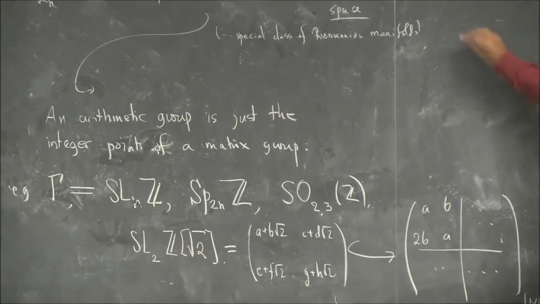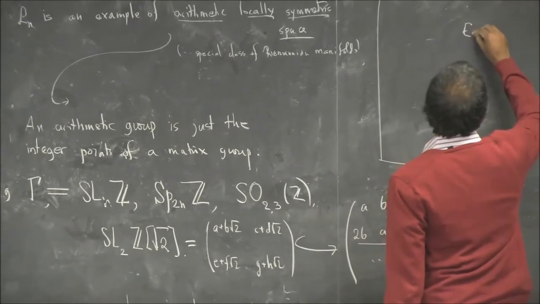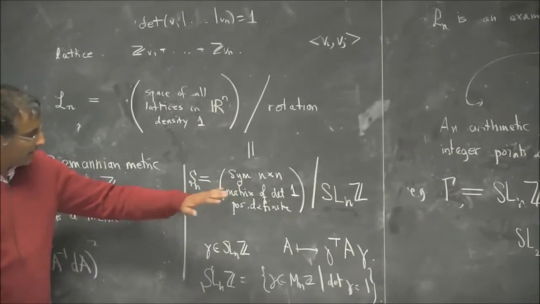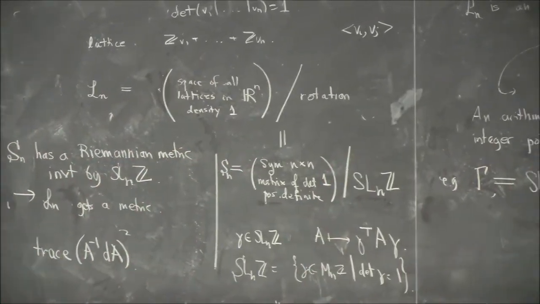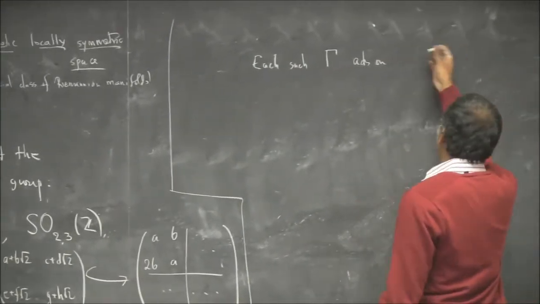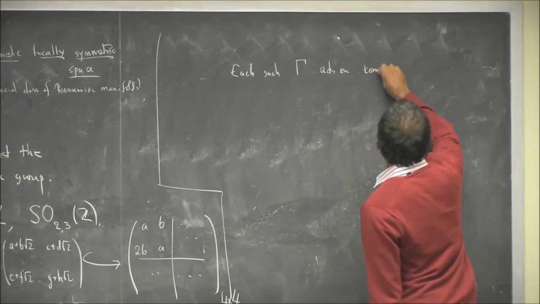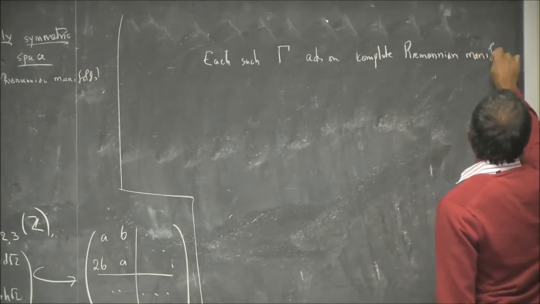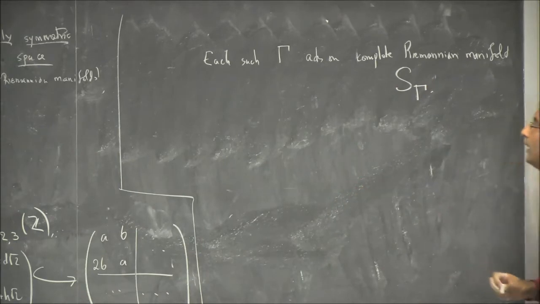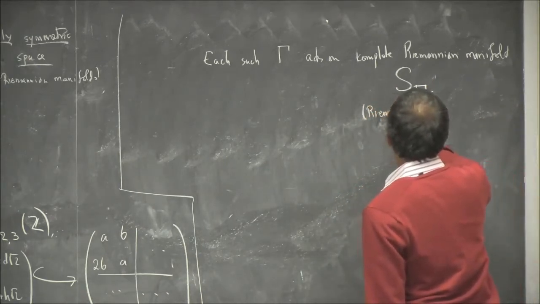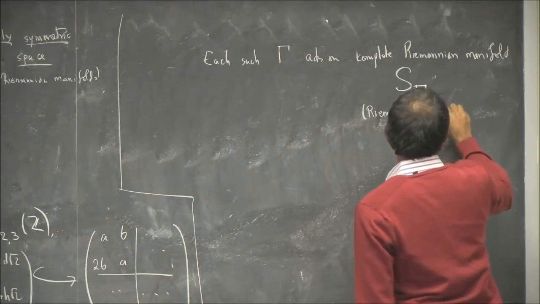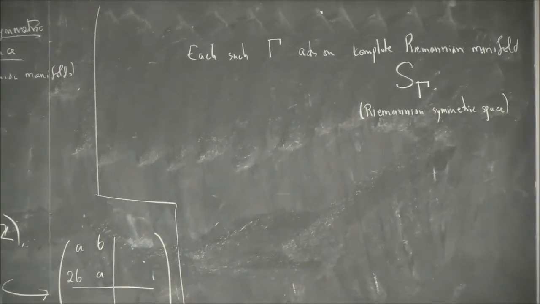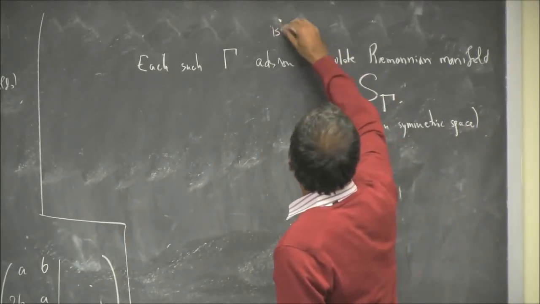Now the thing is, each such gamma has associated to it a kind of canonical Riemannian geometry. Each such gamma acts on some canonically determined complete Riemannian manifold, which I'll call S sub gamma. This is actually a Riemannian symmetric space, which means that geodesic reversal around every point is an isometry. So this acts isometrically on this.